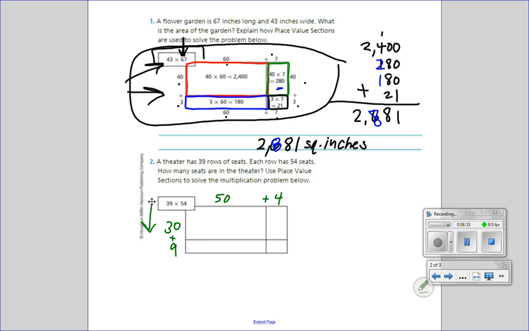So if I'm doing the red triangle, it's 30 times 50. In the blue rectangle, it will be 50 times 9. In the green rectangle, I have 30 times 4. And in the black rectangle, I have 9 times 4.